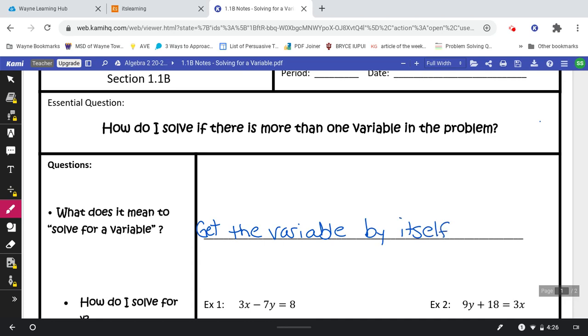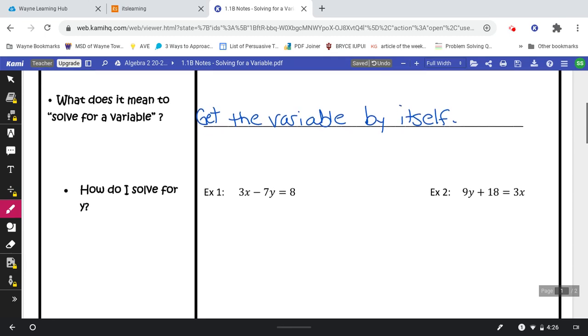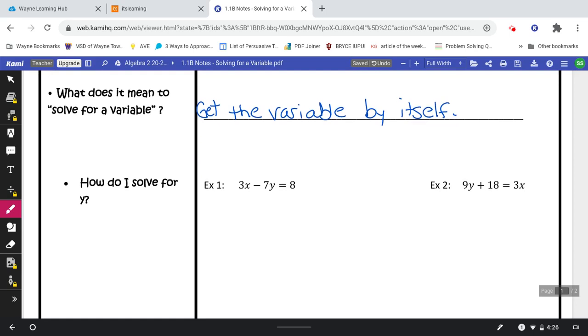And the variable is obviously just another word for the letter. So they might ask you to solve for y or solve for k. Maybe they solve for m. So it's really important that you read each direction to make sure you know what you're solving for. Okay, how do I solve for y?